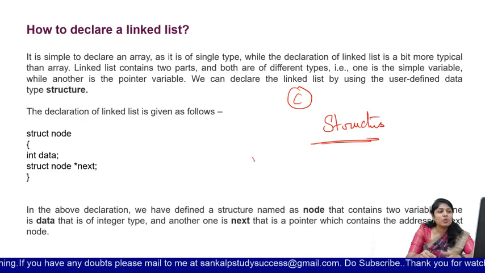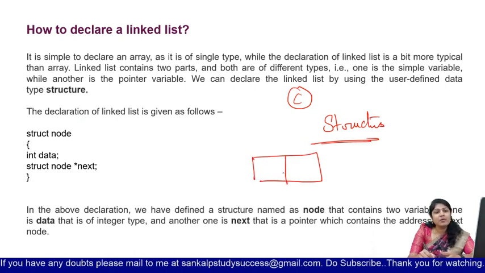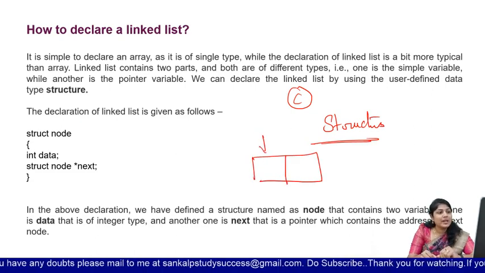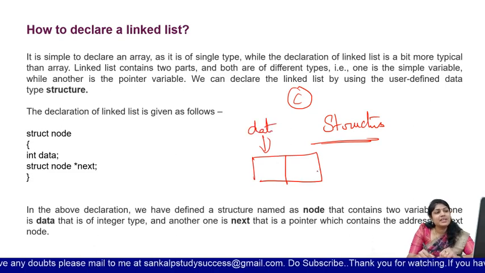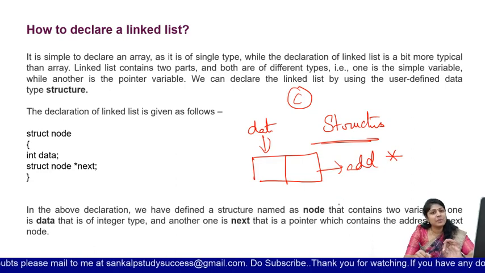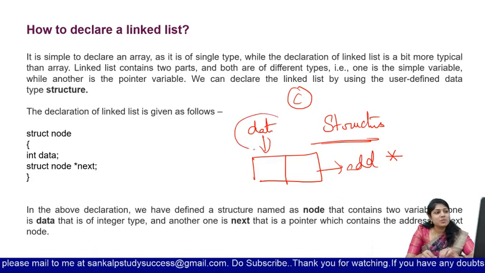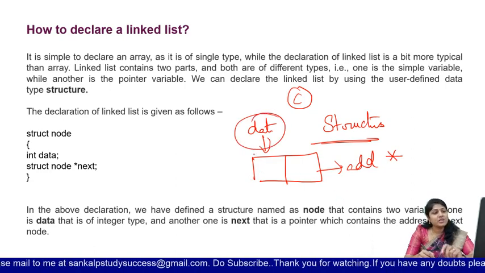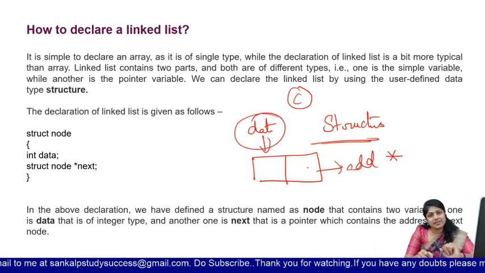So here I need to create a node. What should a node have? It has two parts, right? One is for data and one is for address, right? Address should be like pointers. Address should be pointers. And the next one is what? First part is data. So these two I have to create, right?